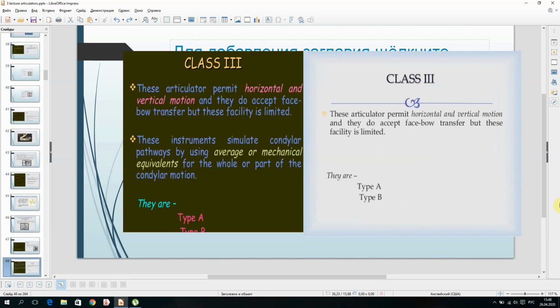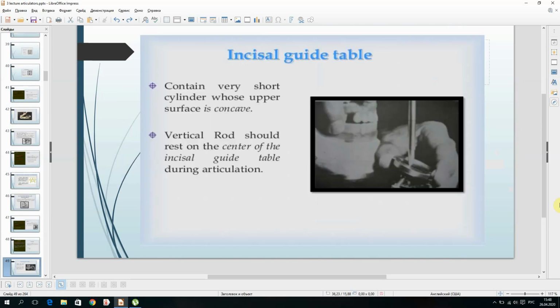Class 3. The articulator permits horizontal and vertical motion and they don't accept face bow transfer, but this facility is limited. They are type A, type B. Incisal guide table contains a very short cylinder whose upper surface is concave. Vertical rod should rest on the center of the incisal guide table during articulation.